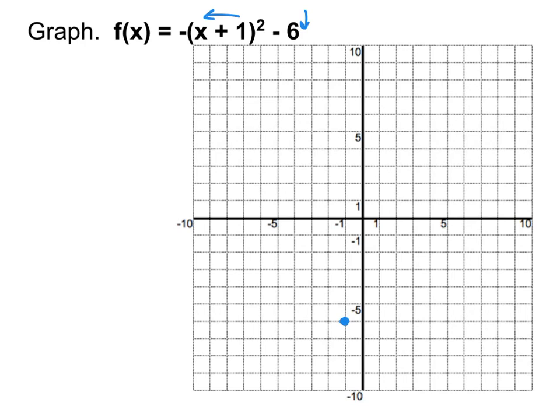So once we found our starting point that's left 1 down 6, we're making our normal U-shaped graph that we do, but instead of opening upward, it of course is going to be opening downward. So I go over 1, down 1 on both sides. Then I go over 2, down 4 there on both sides.